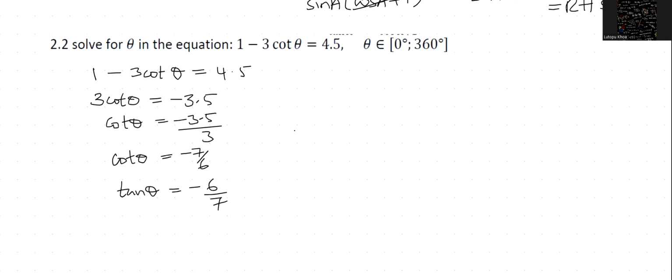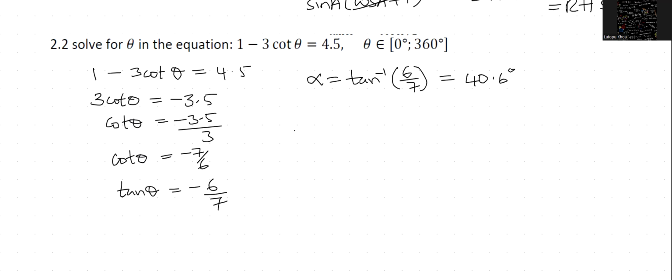This is step 1. So step 1, you want to make sine, cos, or tan the subject. We have done that. Step number 2 is your reference angle. So we have alpha, which is equal to tan inverse. I have a negative here, I am going to ignore it. I'm going to take tan inverse of 6 over 7. Okay, this is 40.6 degrees.